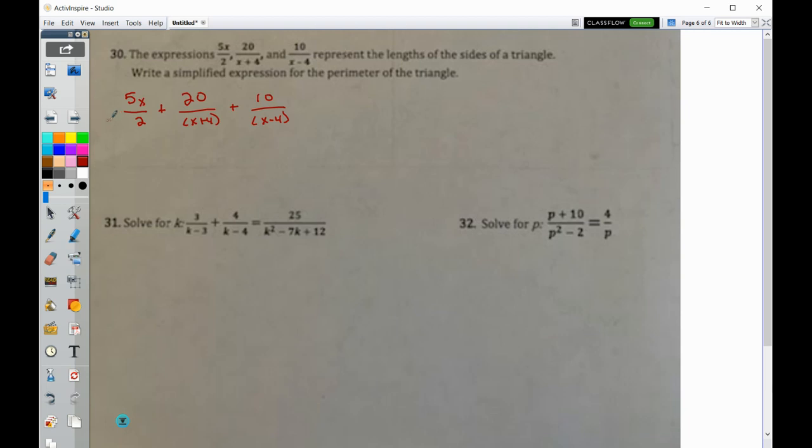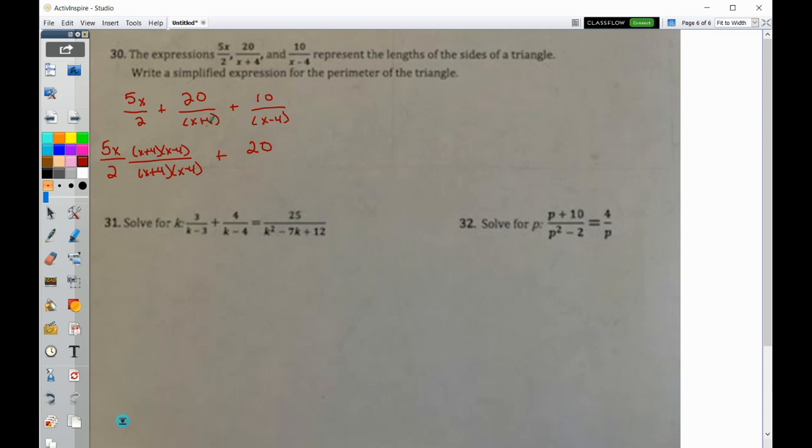So I'd have to multiply this first one here, and I don't think I've left myself enough room. So let's expand this out here. 5x over 2. This one's going to be times (x plus 4)(x minus 4) over (x plus 4)(x minus 4). So now, obviously, you wouldn't necessarily have to write all of this out, but I'm going to write this out for you so that you see what it is I'm actually doing.